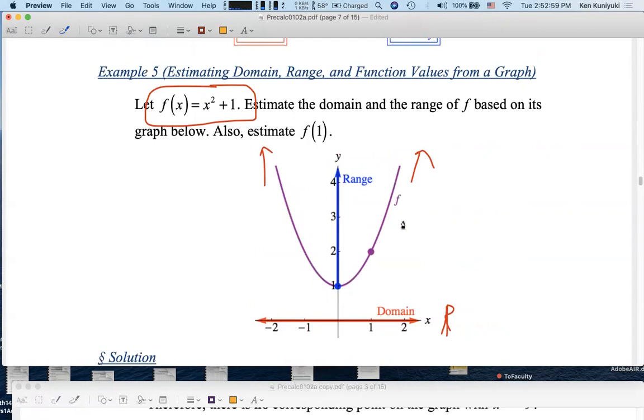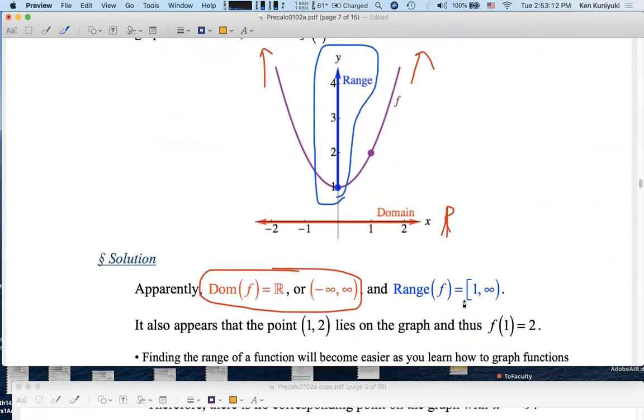Now for the range, we project onto the y-axis. 1 is the least real number we get in the range, and we get all higher numbers. So it looks like the range of f starts at 1, that's bracket 1, comma, infinity, parenthesis. So we've estimated the domain and range based on this graph.